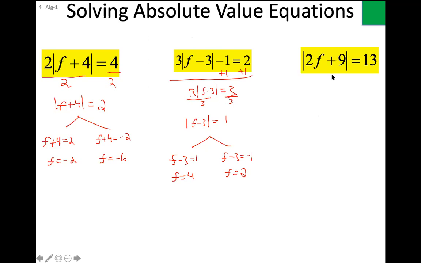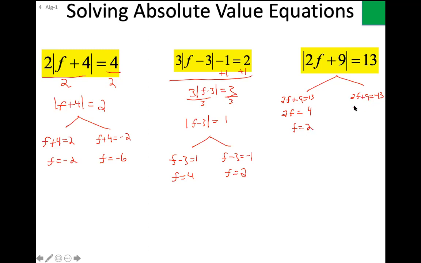Last one. Well, the absolute values are already by themselves, so I just get rid of them and write the 2 equations. So the 2 equations would be 2f plus 9 equals 13. And the second one, 2f plus 9 is equal to -13. Solve both of those equations. Subtract 9 from both sides. 2f subtracting 9 is equal to 4. So f is equal to 2.